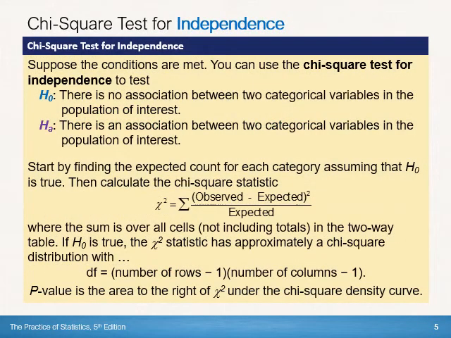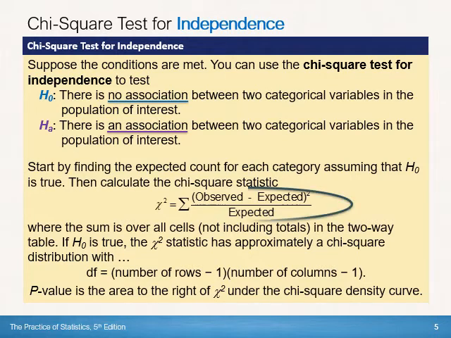Here are the null and alternative hypotheses. The null is going to say that there is no association between the two categorical variables, depending on what they are. Remember, now we're talking about the population. We're not referring directly to the data we collected when we're dealing with null and alternative hypotheses. The alternative hypothesis will say that there is an association.